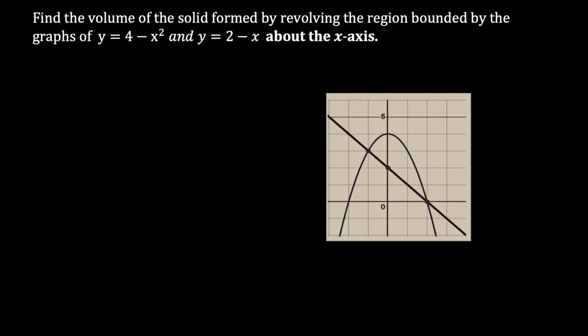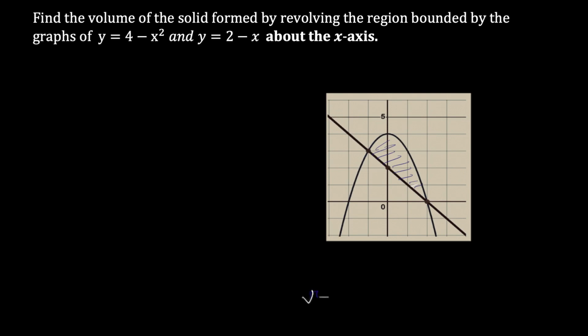Let me show you another example. Here they are asking you to find the volume of the solid formed by revolving the region bounded by the graphs of y equals 4 minus x squared and y equals 2 minus x above the x-axis. Similarly, we can apply what we did before, but here they are asking you for the region bounded by the graphs, which is this part. So in this case, we can apply what we did before twice, and we subtract the volumes. But we can do that in one integration. So what do we do?